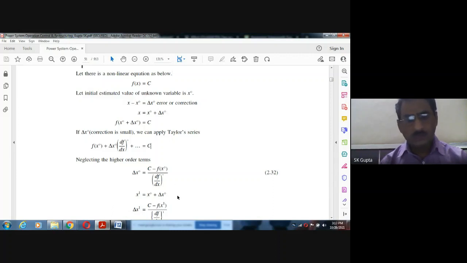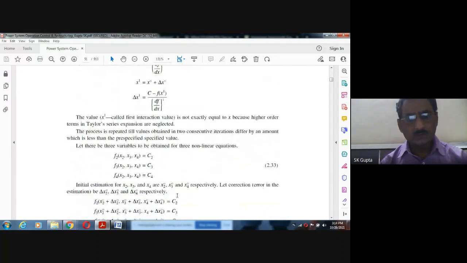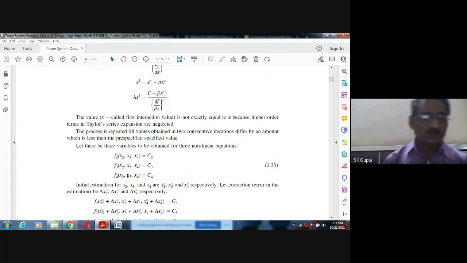Now if there is more than one equation, say three equations, or n number of equations, as in a power system where there may be many equations, let us have more equations. Here in this example we have taken four equations. Equation means nonlinear equation, and they are functions of x1, x2, x3, x4.